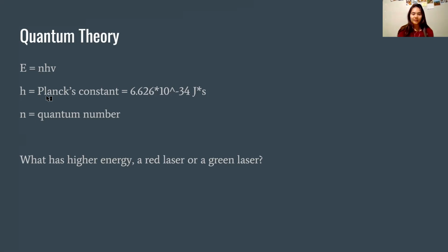And so that's h, Planck's constant. And then n in the equation is the quantum number, because energy is quantized, so you can only have things in proportion to n, or 1. And then frequency is the last aspect of the equation. So based on that, what has higher energy, a red laser or a green laser?